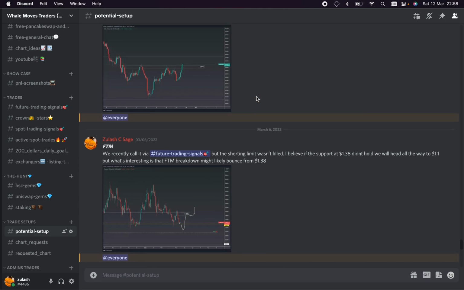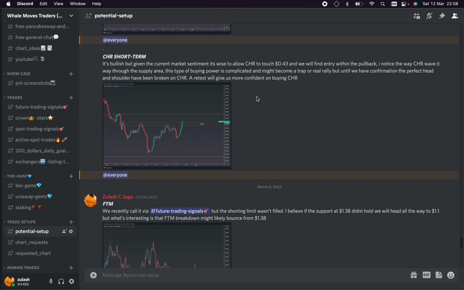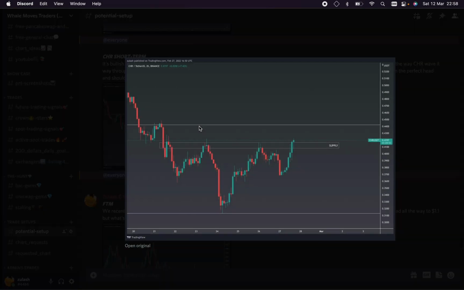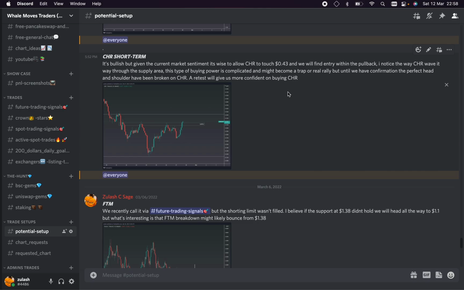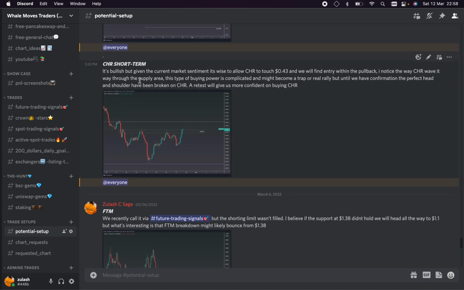Potential setup, it's not really complicated. It's not hard. It's very simple. Same thing with how we trade this. We start shorting this from this particular area all the way down. But it is bullish. Given the current market sentiment, it is wise to allow ATM to touch 0.43, and we'll find an entry waiting for the pullback.